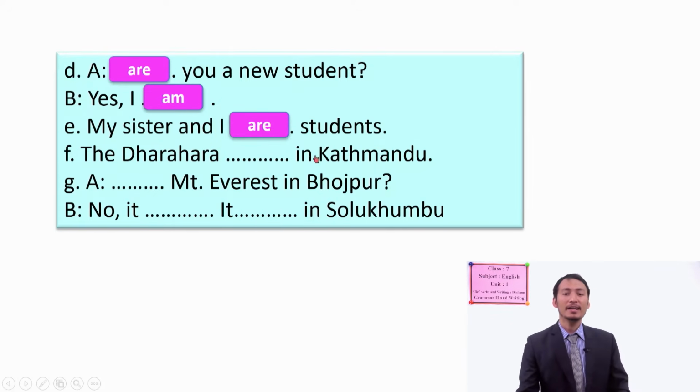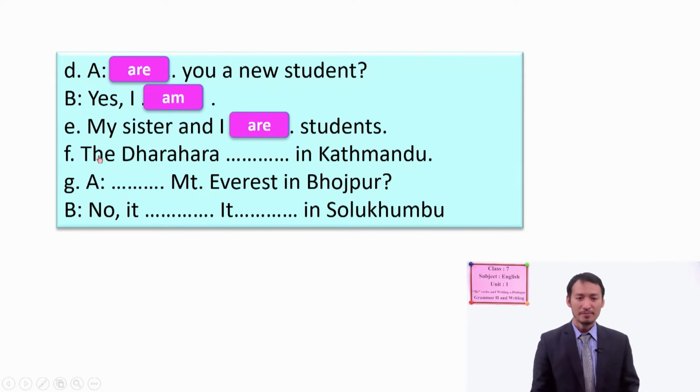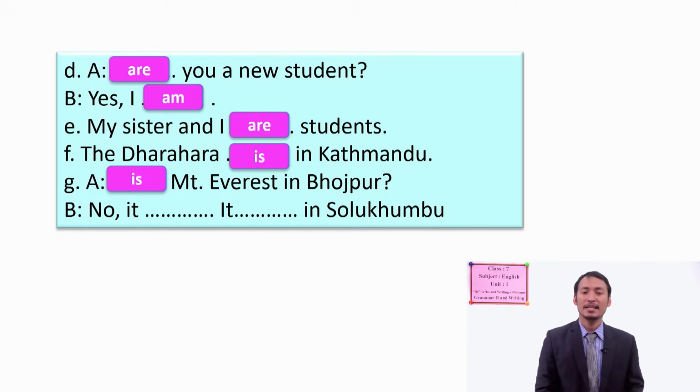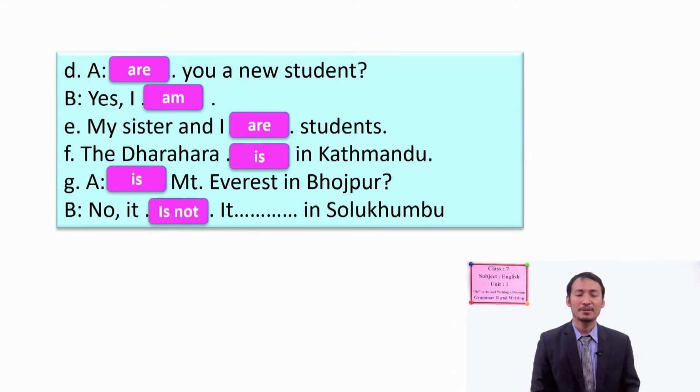the Dharara in Kathmandu. So we have only one Dharara, so in Kathmandu. So Mount Everest in Bhojpur is the correct one, right? No, it is not. No, it is not.